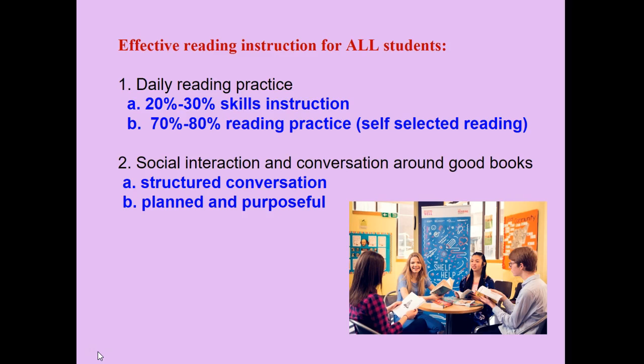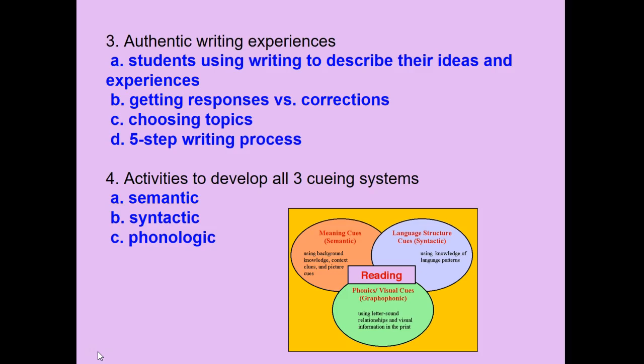Effective classroom instruction for all students involves social interaction and conversations around good books. As a teacher, you need to structure these conversations. They need to be planned and purposeful, and there's a lot of ways to do that for all students. Effective reading instruction for all students needs to involve authentic writing experience. These are where students use writing to describe their experiences or their ideas. Authentic writing experiences mean students are getting responses from other students and from the teacher instead of just correcting mistakes.